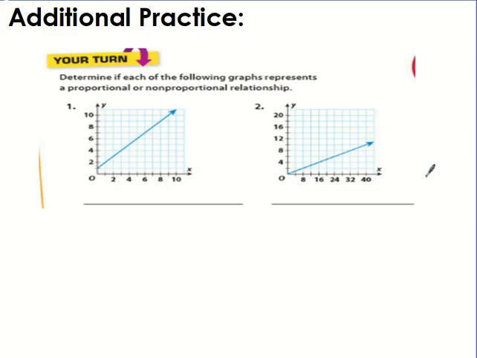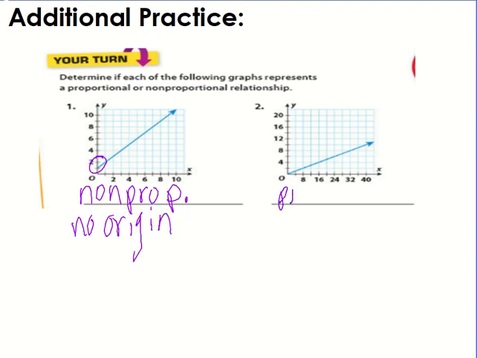All right, so I want you to answer this question. Determine if each of the following graphs represents a proportional or non-proportional relationship. Pause, take a moment, proportional, non-proportional, or vice versa. Unpause, check your answer. So we would say this one is non-proportional. And I'm just going to write non-prop because it's faster. And that's because it doesn't start at the origin, right? No origin. And we would say this one is proportional, and I'm just going to put prop. Okay, and that's because it has the origin.